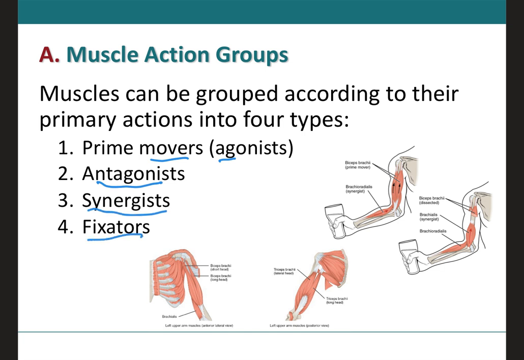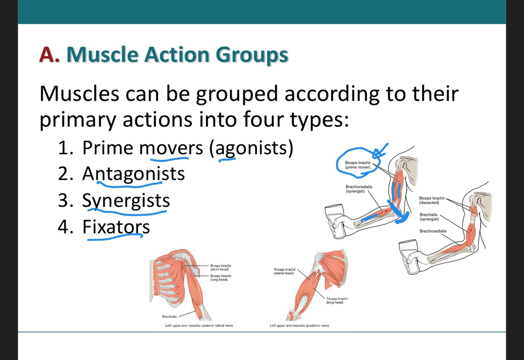The prime movers are going to be the ones that are going to be responsible for producing a particular movement, and this will be the main muscle that's performing that action. Example here, we have the biceps brachii. Here we can see that the biceps brachii is going to be contracting, and therefore it's going to flex the forearm at the elbow joint. So this would be your prime mover or your agonist.